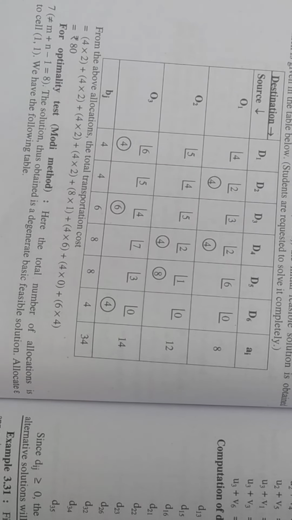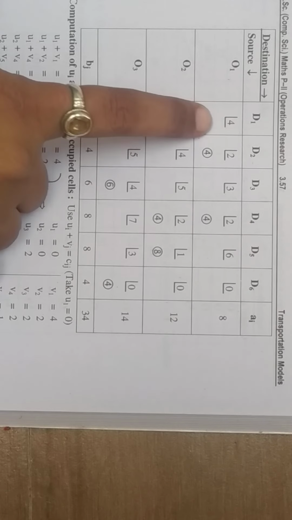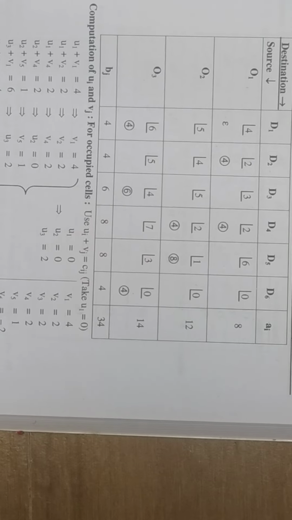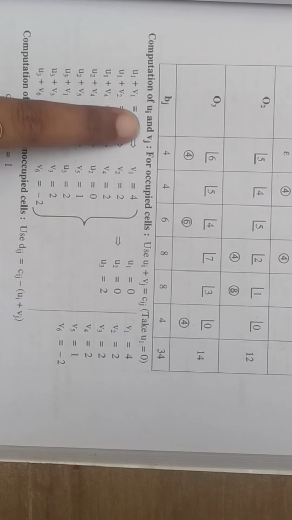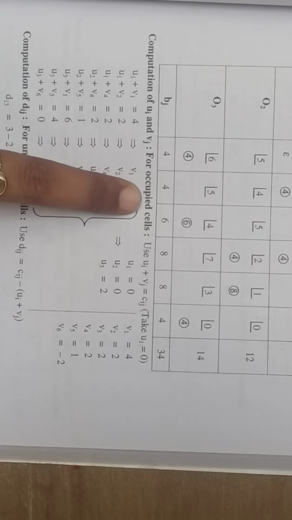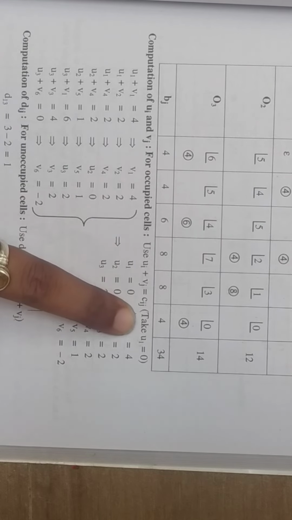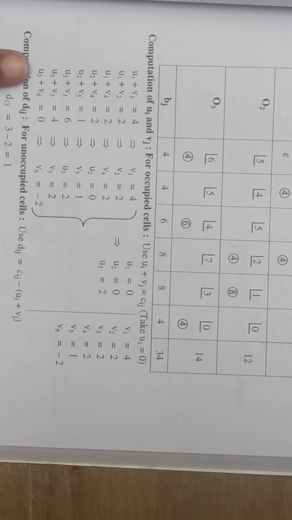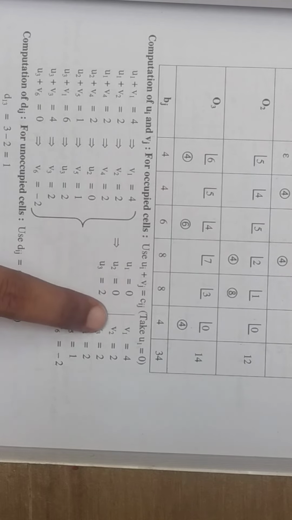We have the following table. So we add this epsilon to the (1,1) position. Then we find ui and vj by the MODI method. For occupied cells, we use ui plus vj equals cij, and u1 equals 0. So for these occupied cells, we get u1, u2, u3, v1, v2, v3, v4, v5, v6.